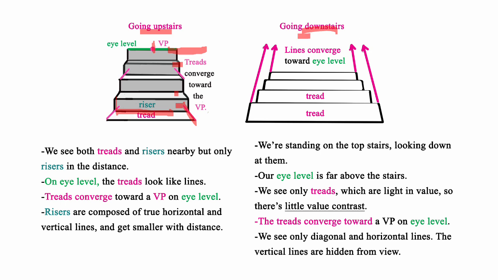In contrast, when we look at stairs going down, we see only the treads, so there's very little value contrast. And the treads again converge toward a vanishing point, but eye level is well above the picture. And although we don't see vertical lines, we only see horizontal and diagonal lines. We know the vertical lines are hidden in there, and so this is still one-point perspective.